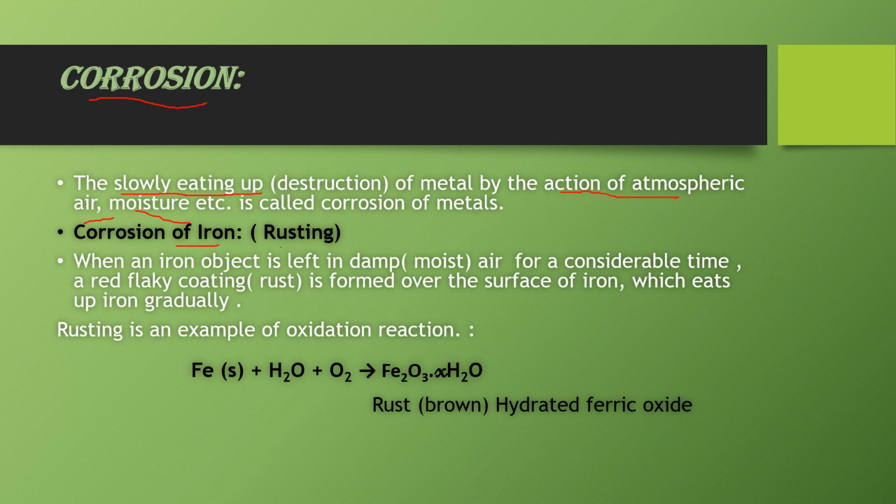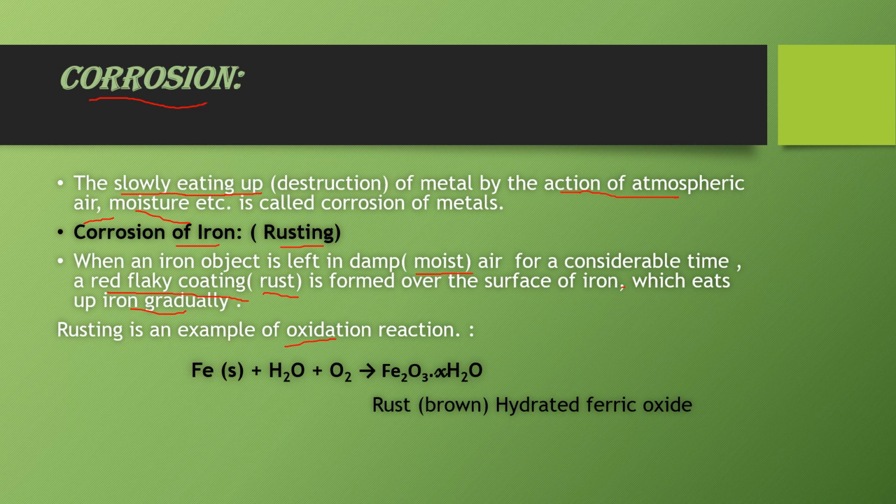Corrosion of iron is termed as rusting. Now, when an iron object is left in moist air for a considerable time, then a red flaky coating called rust is formed over the surface of iron. Now, this eats up the iron gradually. Rusting is an example of oxidation reaction.